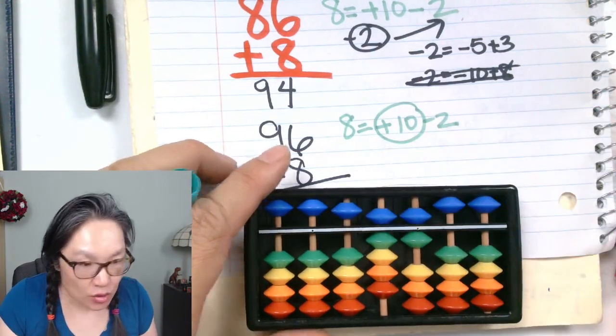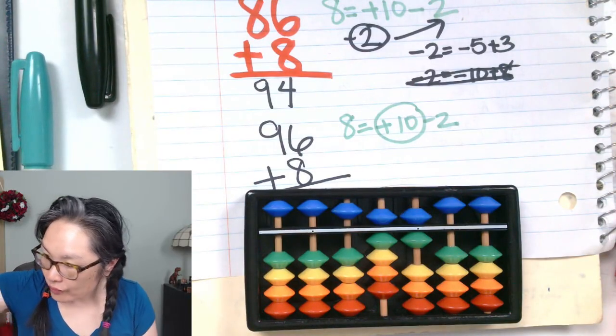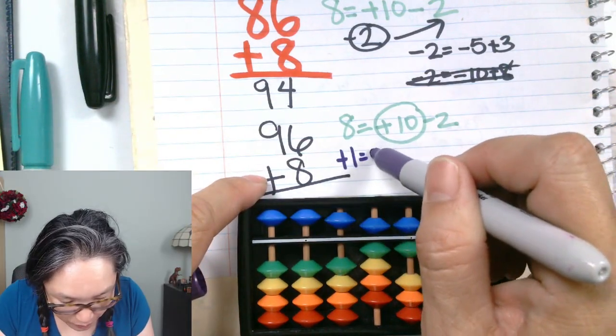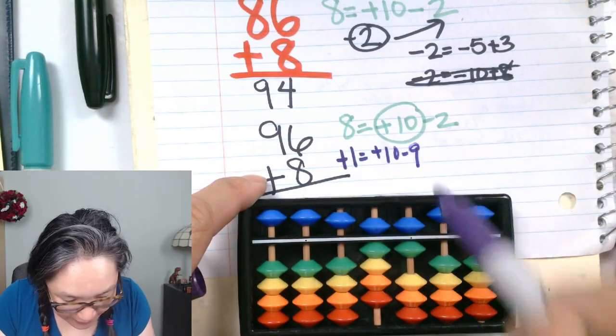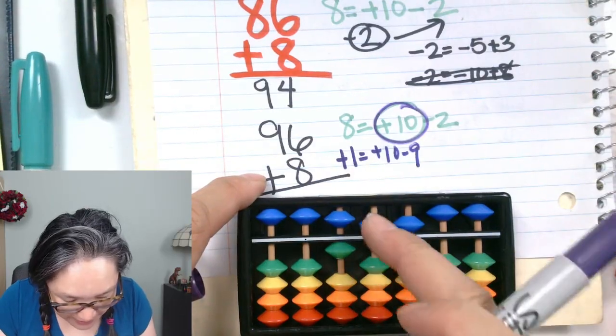Now this is a two-step equation. So when we look at it, we have this as a two-step equation. Plus the 1 is equal to plus the 10 minus 9. That's what this one is. So I'm going to plus the 10 minus the 9.